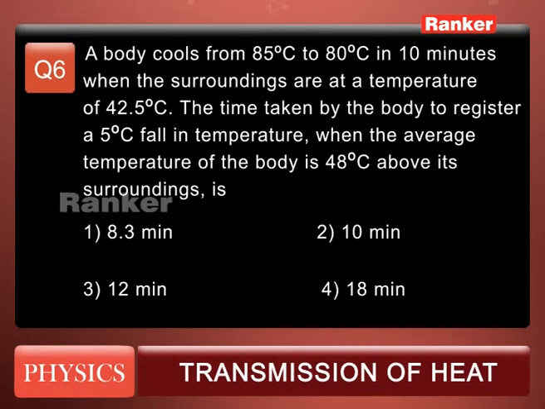Question number 6. A body cools from 85 degrees Celsius to 80 degrees Celsius in 10 minutes when the surroundings are at a temperature of 42.5 degrees Celsius. The time taken by the body to register a 5 degree fall in temperature when the average temperature of the body is 48 degrees Celsius above its surrounding is: first is 8.3 minute, second 10 minute, third is 12 minute, and fourth is 18 minute.